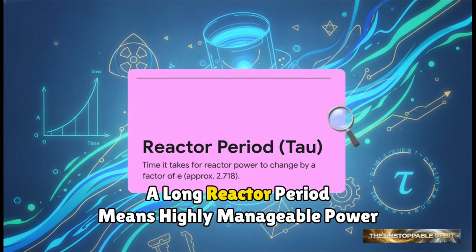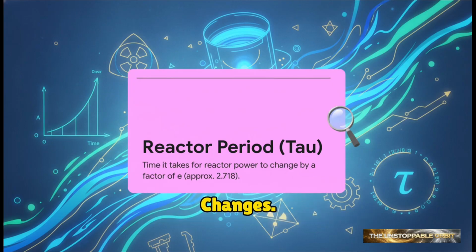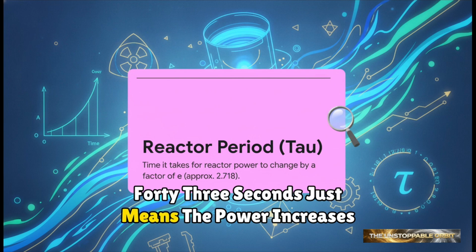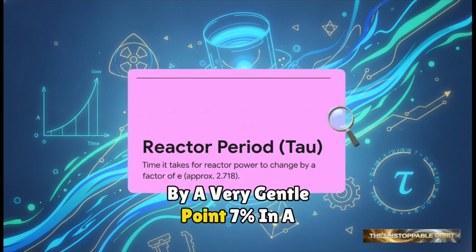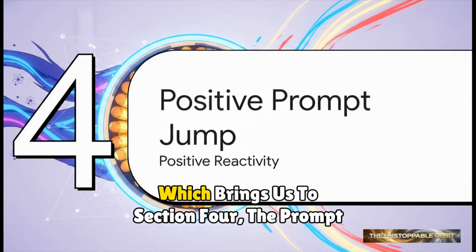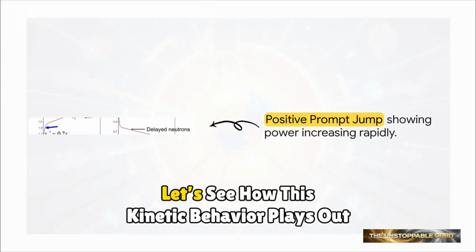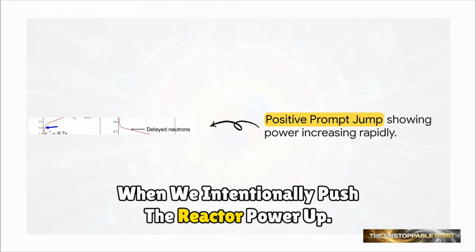A long reactor period means highly manageable power changes. For example, a period of 143 seconds just means the power increases by a very gentle 0.7% in a single second. Which brings us to Section 4, the prompt jump, specifically the positive side. Let's see how this kinetic behavior plays out when we intentionally push the reactor power up.